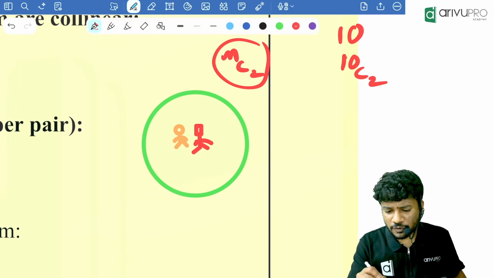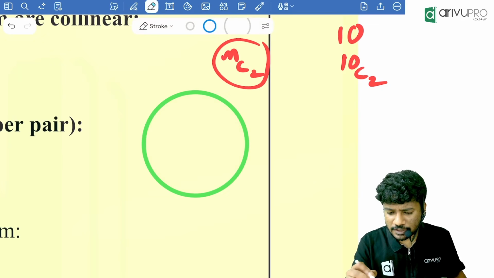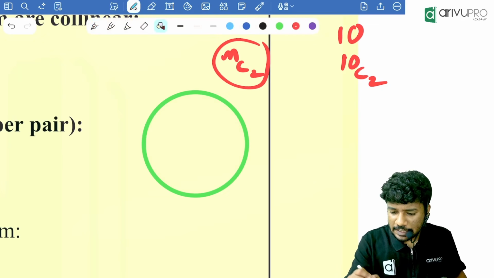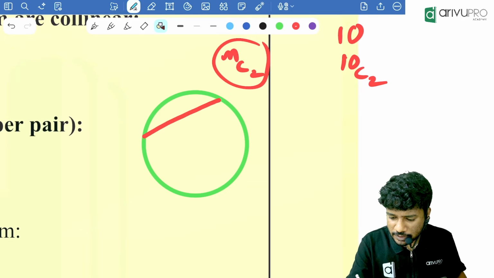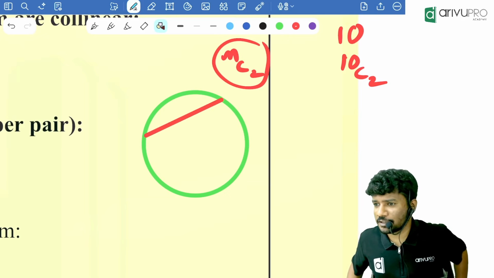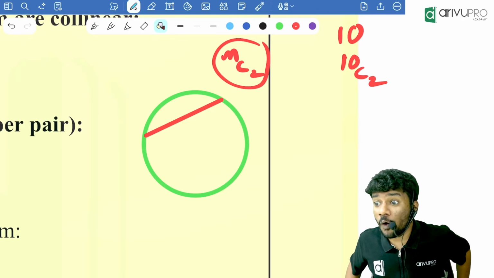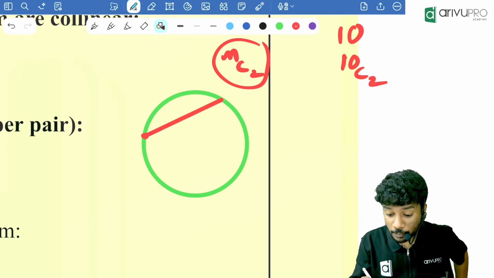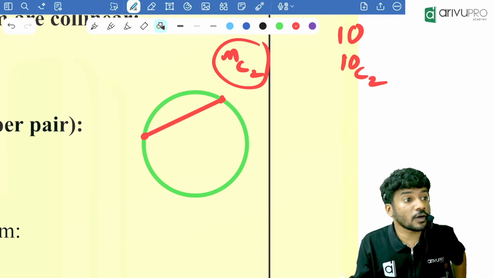People, this is in which form? The circle only, right? It is looking like a circle. What is this? Have you studied it in your school? Don't tell me radius and all. What is this? Chord. Have you heard about it in school? Chord: when 2 points in a circle are connected, it is called a chord.